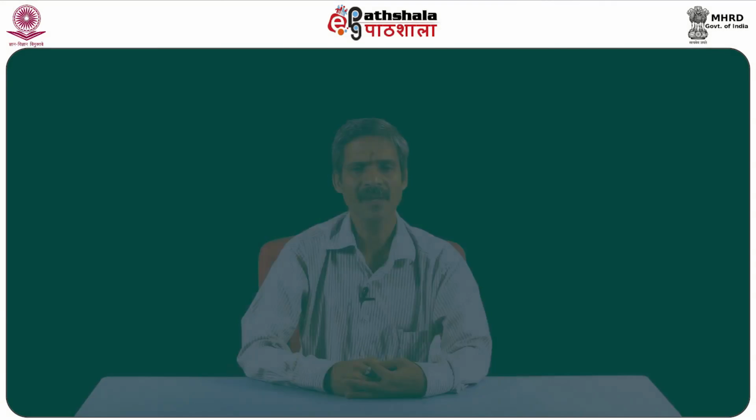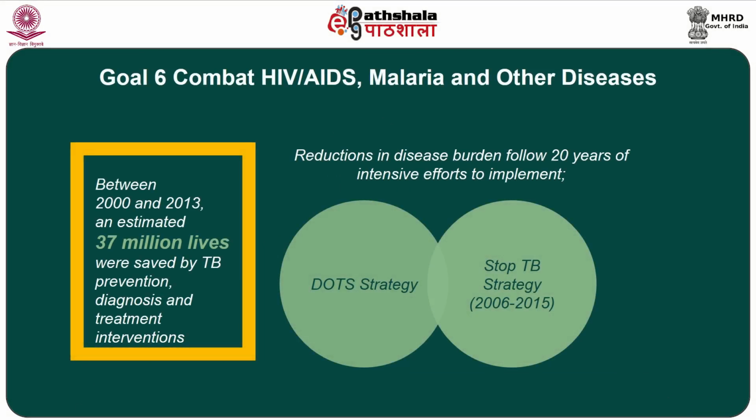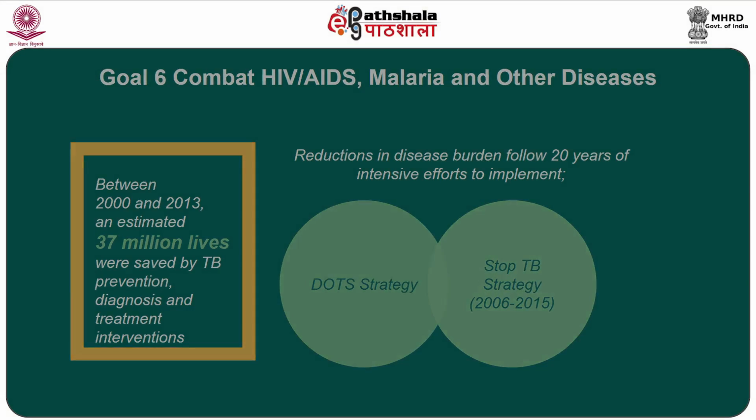The projections indicate that the rate of decline in both mortality and prevalence rate is close to reaching the global Stop TB partnership target of 50% reduction by 2015 compared with 1990. Reductions in disease burden follow 20 years of intensive efforts to implement DOT strategy and its successor Stop TB strategy. Between 2000 and 2013, an estimated 37 million lives were saved by TB prevention, diagnosis and treatment interventions.